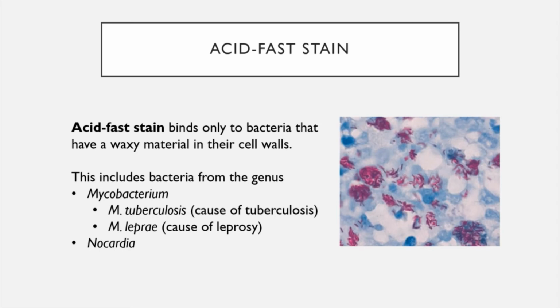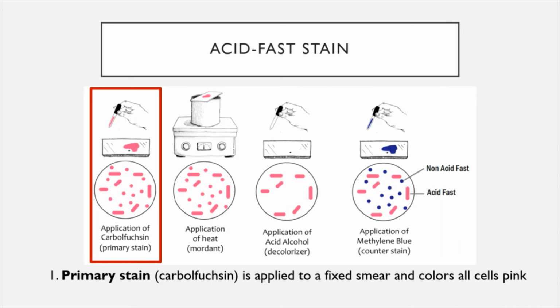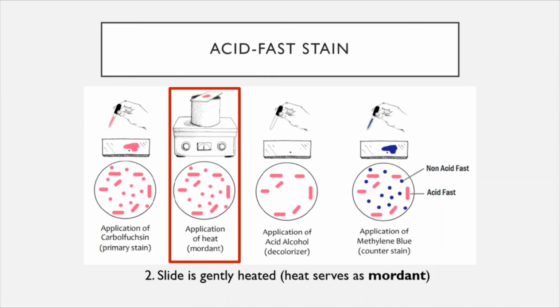Being a differential stain, the acid-fast stain again consists of 4 steps. The primary stain in this case is not crystal violet like it was in the gram stain. Instead, it is a chemical compound called carbol fuchsin. It is applied to a fixed bacterial smear to color all of the cells pink. Then, the slide is gently heated over a beaker full of hot water, and the heat serves as the mordant.